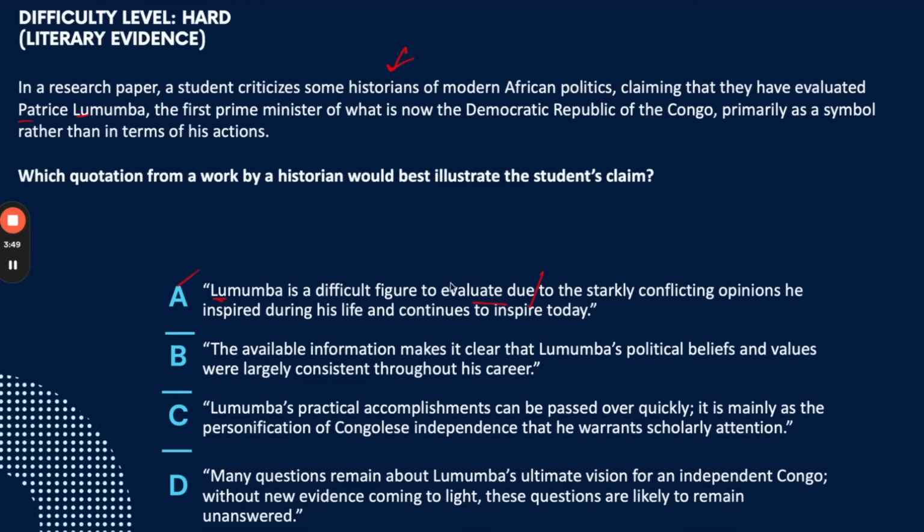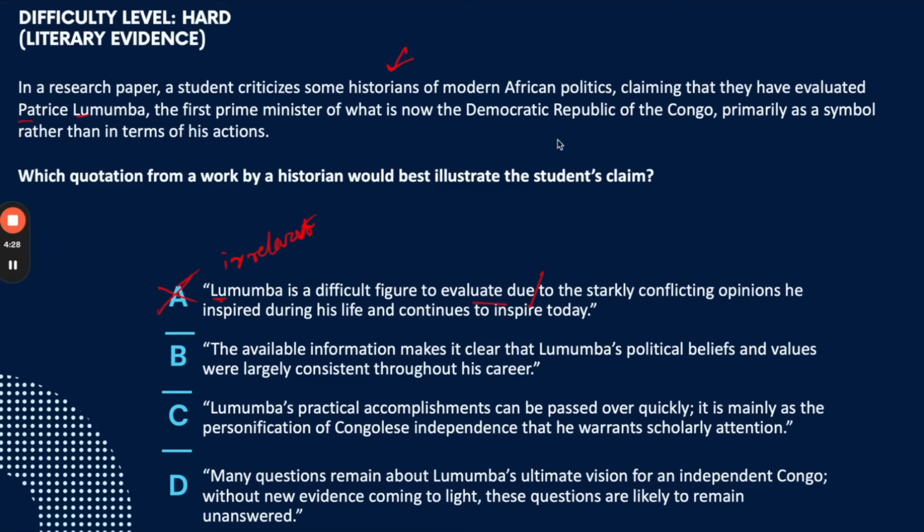So, this quotation A is basically discussing the challenge of evaluating L because of the conflicting opinions he generated. It highlights that PL inspired a wide range of views both during his life and after his death. So, this option touches on the idea that PL's legacy is complex and perhaps symbolic. It does not directly suggest that historians are ignoring his actions, right? There is no such understanding that we can get from A. So, A is definitely out because this is irrelevant, right?